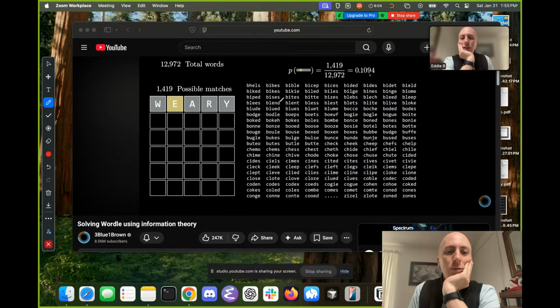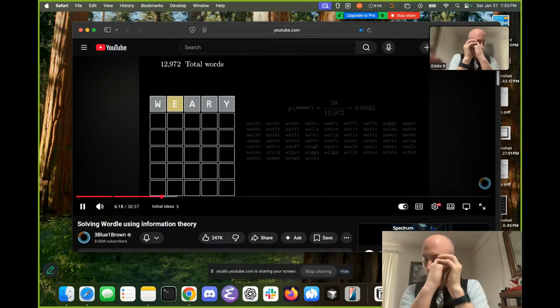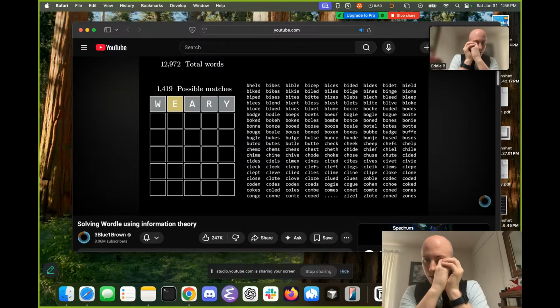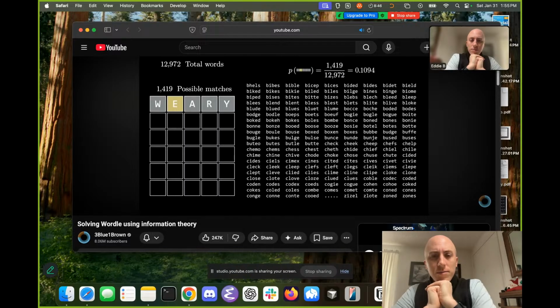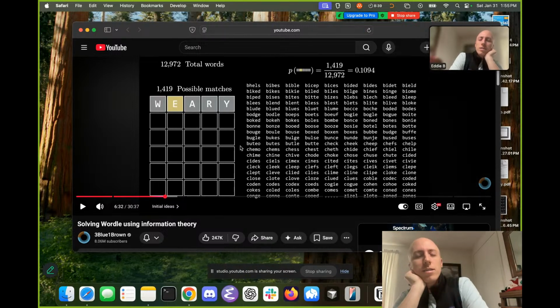If all the words were equally likely, this is the most likely outcome. Of course, there's not a W in it. Maybe there's an E, and maybe there's no A, no R, no Y. In this case, there are 1,400 possible matches. So if all were equally likely, it works out to be a probability of about 11% that this is the pattern you would see. So the most likely outcomes are also the least informative.